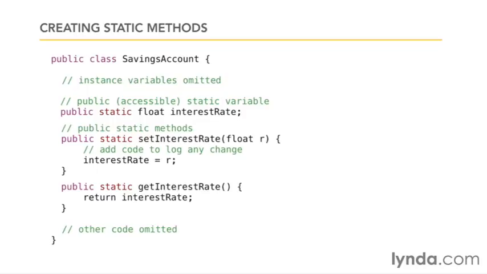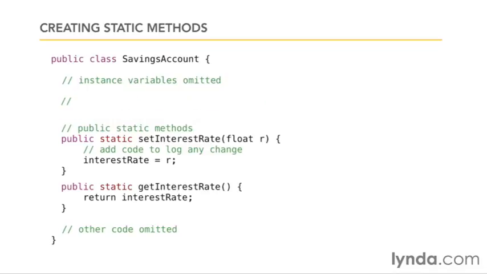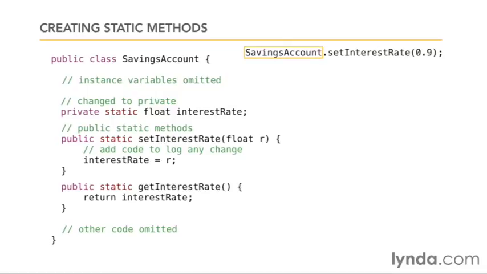I can't write code in a static method to access instance-level variables. But an example here might be that I create static methods to get and set the interest rate, and then I could make the actual currently public static variable interest rate private, the way it should be. Being static does not affect our choices with visibility. And now we could use the name of the class and then the name of a class-level method, a static method, to set the interest rate and control exactly how that happens.